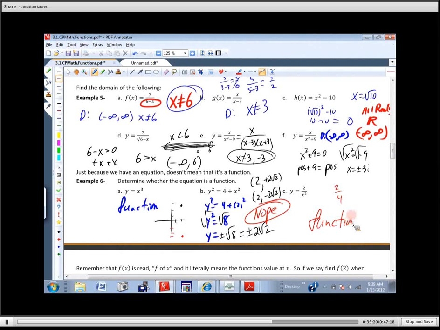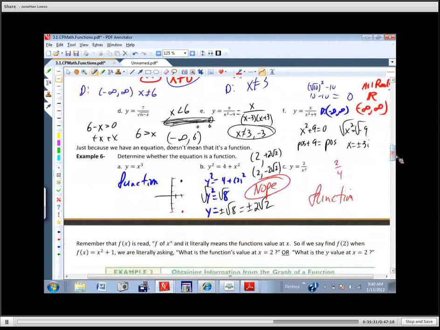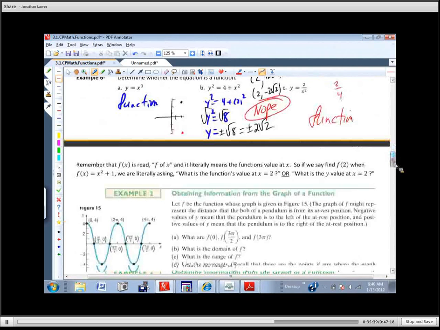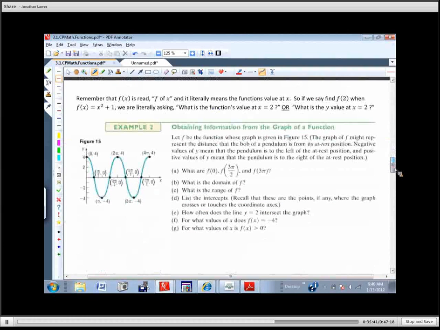Okay, ready to turn the page? And now we're going to look at a graph. Okay, so I'd like you to read that sentence at the top there, a couple of sentences there, and think about that for just a second.